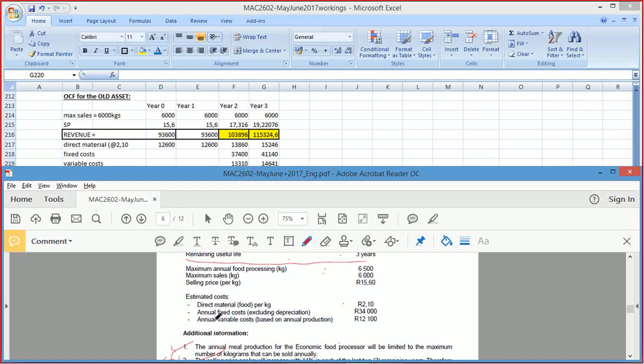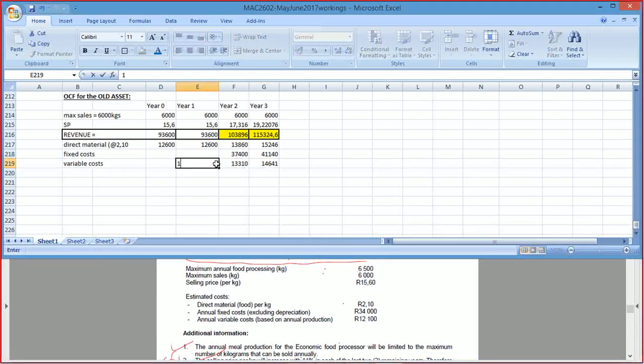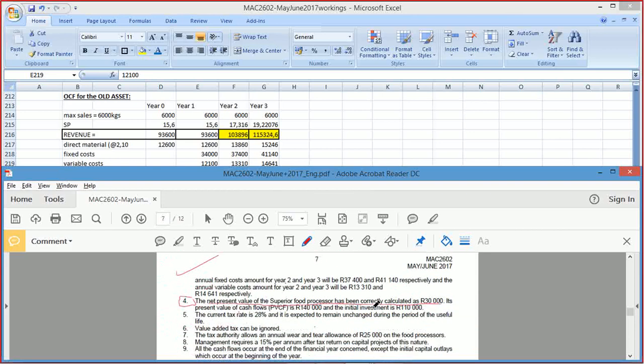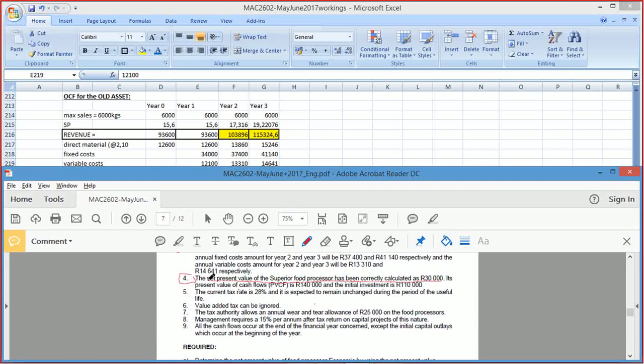Year 1 would have come from the question. Now I can tick that point. Where's year 1? There, current. Annual fixed cost excluding depreciation. Annual variable cost based on annual production. So 12,100 there, and 34,000 there. See that? Yes, sir. You got that there. Right, what else?